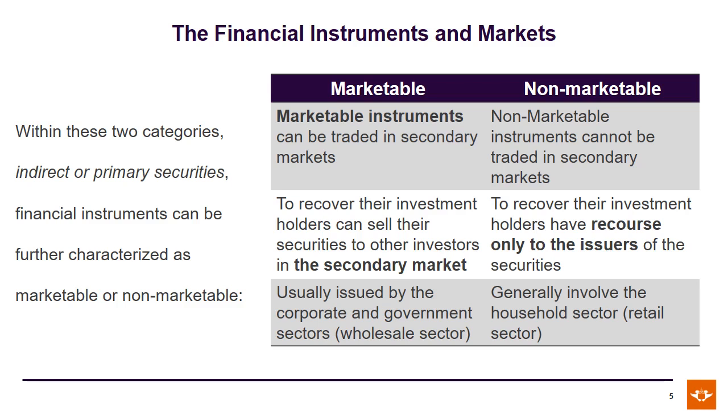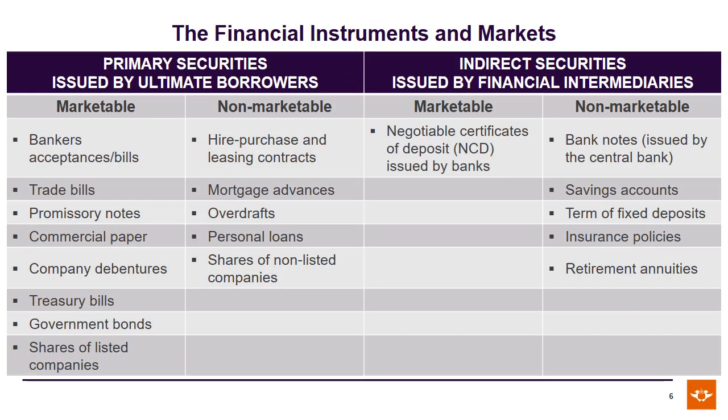Usually, the instruments that trade in the secondary market are issued by corporates and government sectors, and they're referred to as the wholesale sector. The non-marketable instruments cannot be traded in the secondary markets, so they actually have to be traded with the original issuer. So if an investor wishes to recoup their investment, they have to go back to the original issuer in order to get their money. And this type of instrument generally involves the household sector or the retail sector. Here we're looking at the different types of primary and indirect securities that are issued.